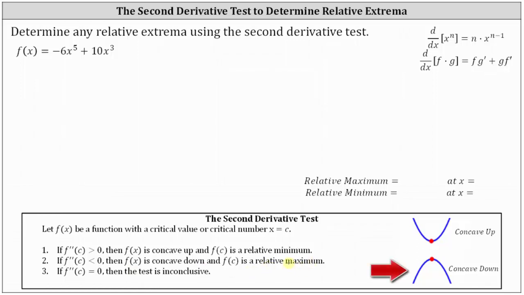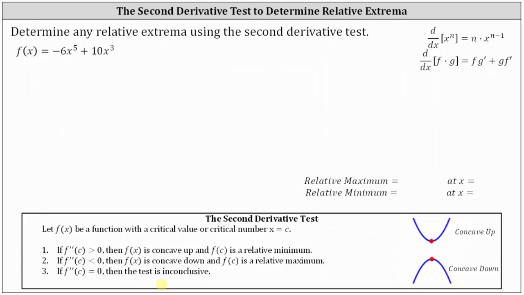So again, if the second derivative is negative or less than 0 at x equals c, then f of x is concave down, and therefore we must have a high point on the graph at x equals c, and therefore f of c is a relative maximum. And if f double prime of c equals 0, the second derivative test is inconclusive, and therefore we'd have to analyze the graph or use the first derivative test.